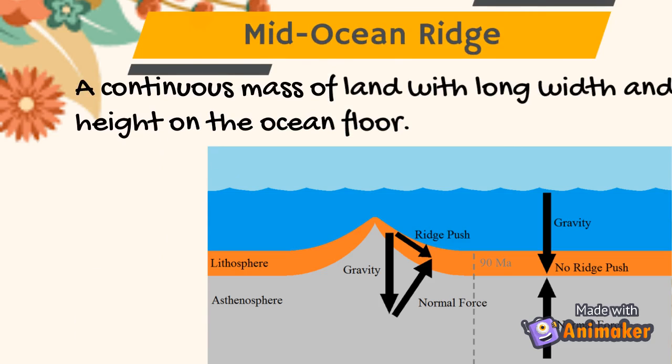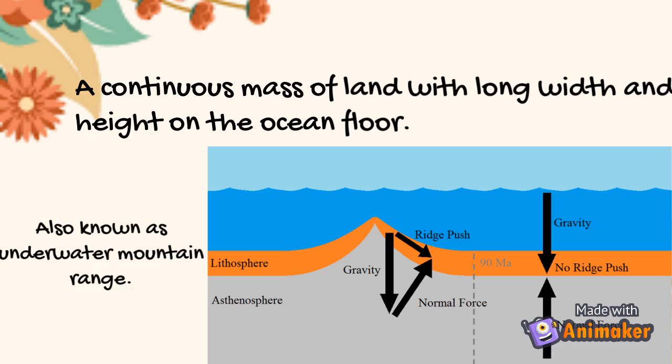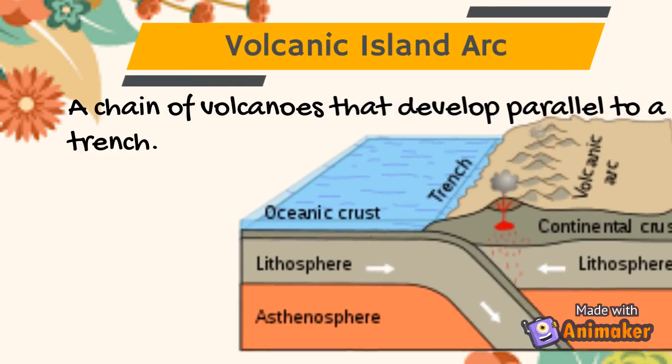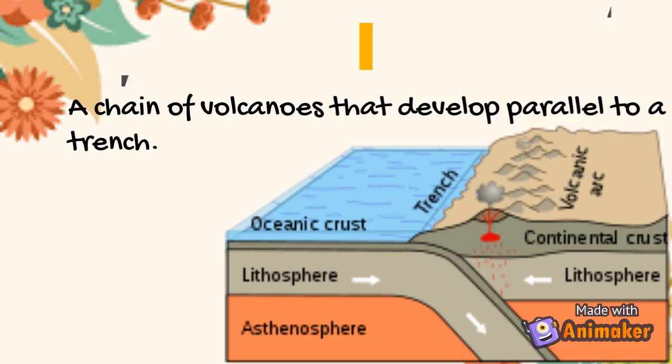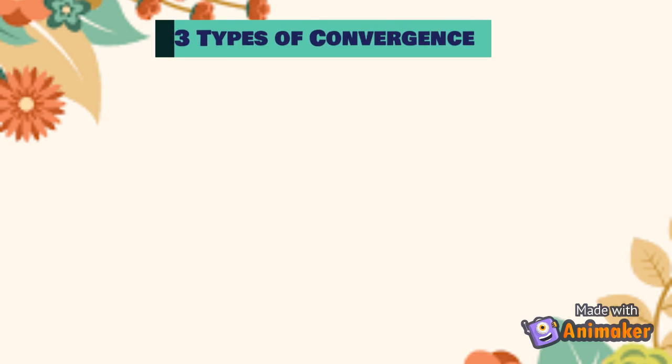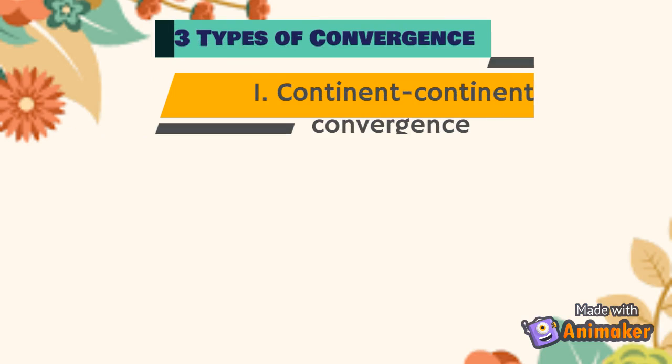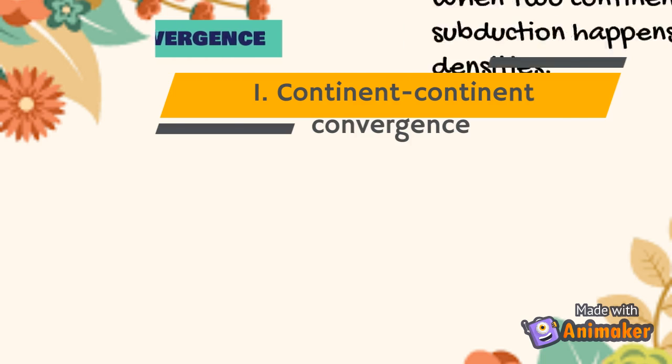Mid-ocean ridge, a continuous mass of land with low width and height in the ocean floor, also known as underwater mountain range. Volcanic island arc, a chain of volcanoes that develop parallel to a trench. There are three types of convergence. The first one is continent-to-continent convergence.